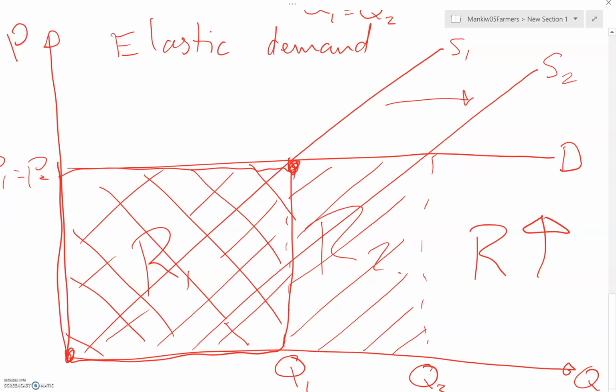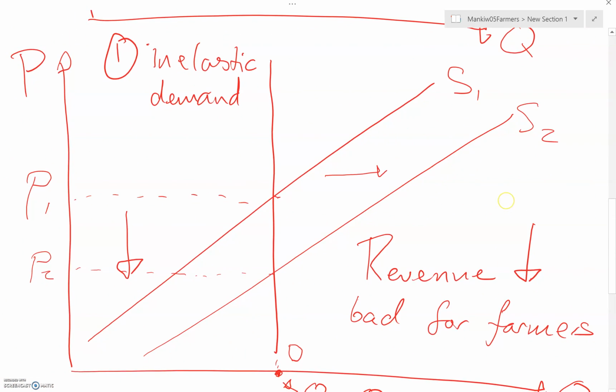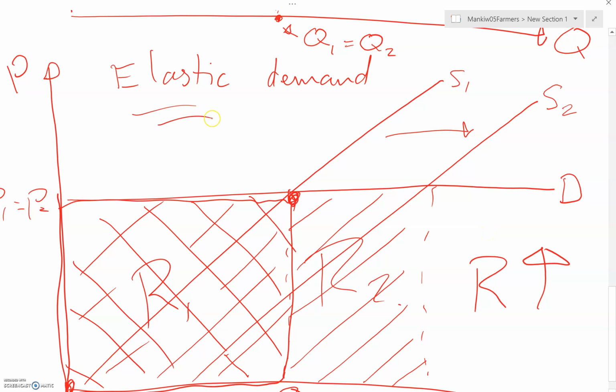So let's have a think about this. Costs per item have gone down, and revenue has gone up. This is a good situation for farmers. But what I want you to remember here is that whether a new technology is going to be good for the supply side or not is going to depend on whether demand is relatively inelastic, this one being the extreme case of this, or whether demand is relatively elastic, and here we have the extreme case of this.